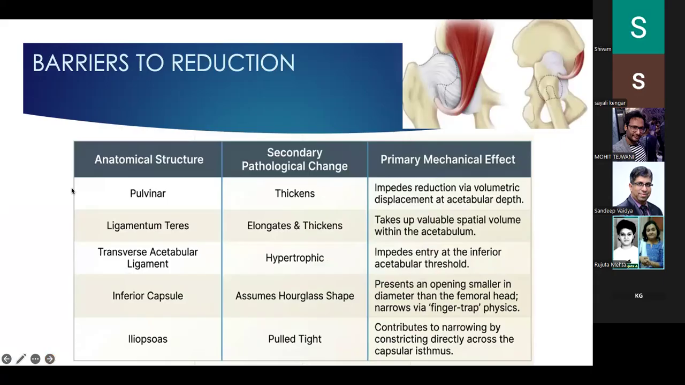Barriers to reduction. Pulvinar impedes reduction via volumetric displacement at acetabular depth. Ligamentum teres takes up valuable spatial volume within the acetabulum. Transverse acetabular ligament impedes entry at the inferior acetabular threshold. The inferior capsule presents as an opening smaller in diameter than the femoral head and narrows via a Chinese finger trap mechanism. Iliopsoas contributes to narrowing by constricting directly across the capsular isthmus.